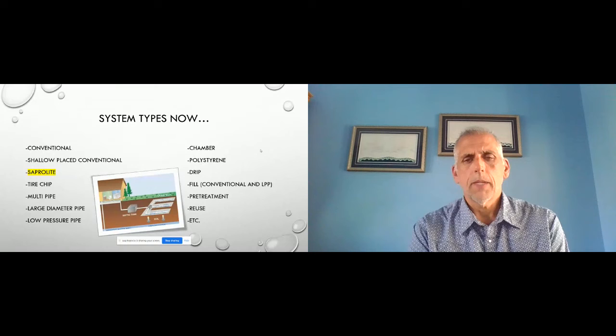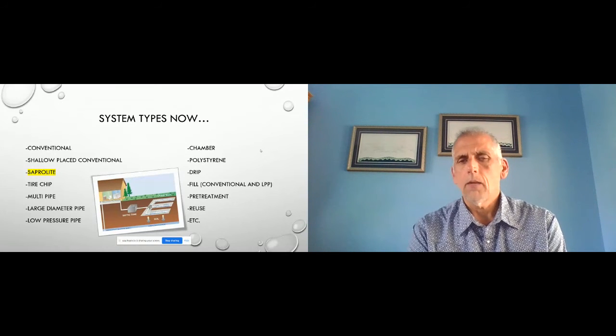Drip technology came about in the 90s here in North Carolina. It came from Israel. They were using drip for irrigation, and so it was brought over here to be used for wastewater. We can also do conventional or low pressure pipe fill, and pre-treatment, reuse, and they continue to come more and more every year.